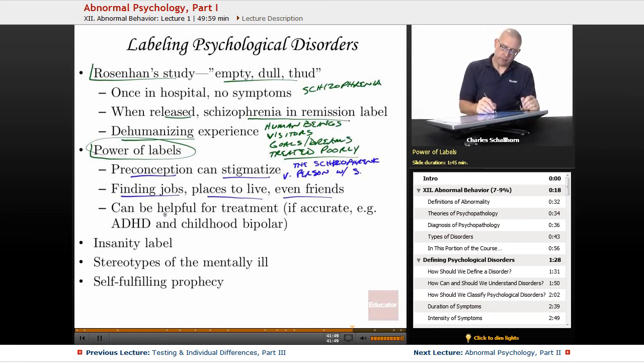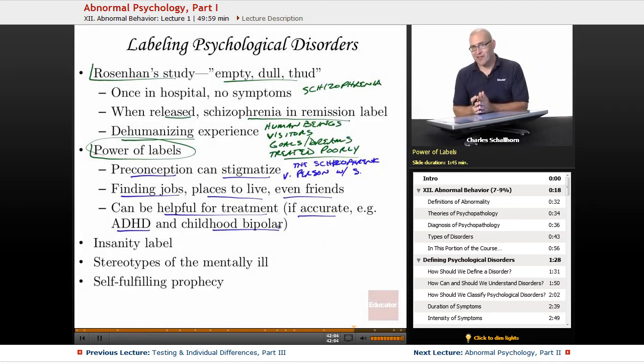However, labels can be helpful for treatment, for example, if it's accurate. But oftentimes, there is a kid who is labeled as ADHD, but then later on, what they discover is the child actually had childhood bipolar disorder. So diagnoses are potentially tricky things. We're going to deal with the insanity label because that's a legal term.